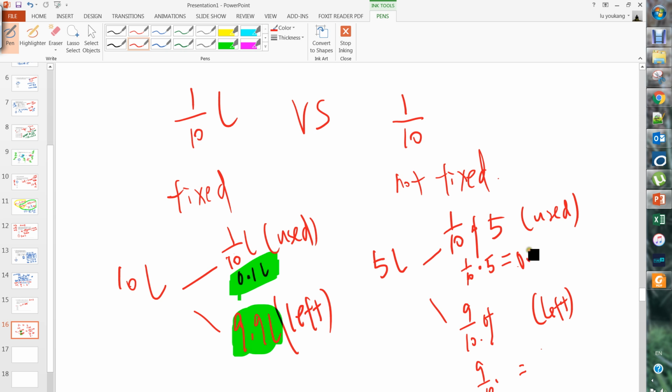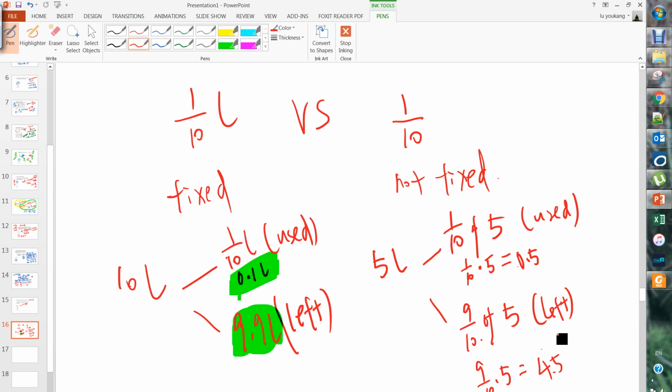0.5. And then this one also must change to 5, right? So 9 over 10 times 5, what's the answer? 4.5. Good. So can you see? Over here, this one changes to 5 liter, and this amount is affected. The used amount just now was 1, right? Now it is 0.5. That's why I say it's not fixed.